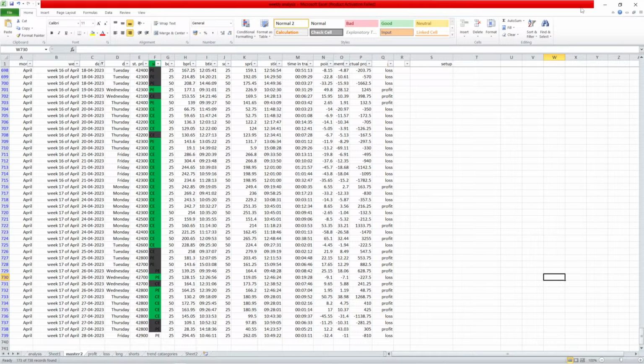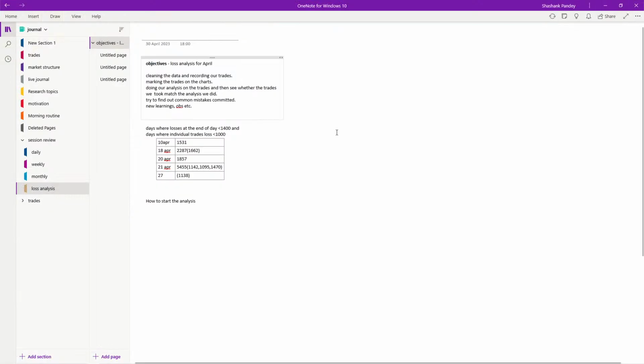So this is how I record my trade, and we will be analyzing the trades taken in the month of April, and specifically only the losing trades. There are almost as many losses as profits. My win rate is around 58 to 60%. So there are many losses as well as profits.